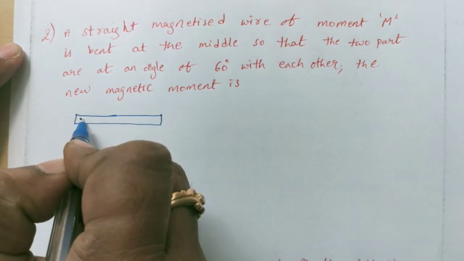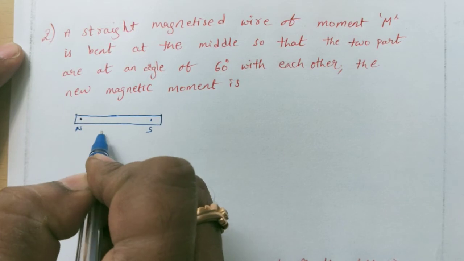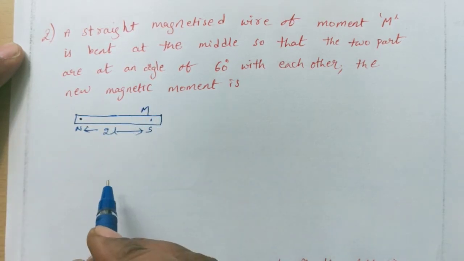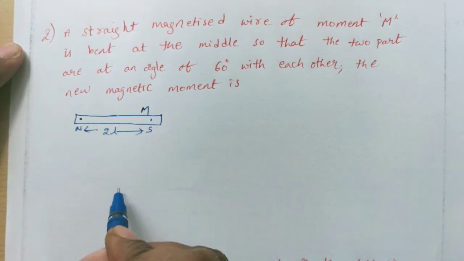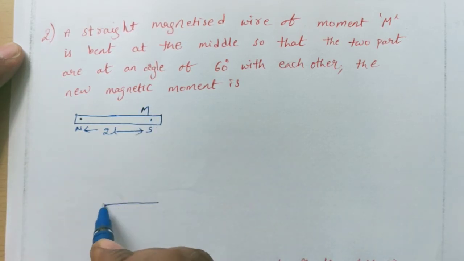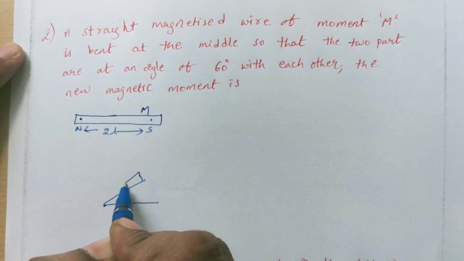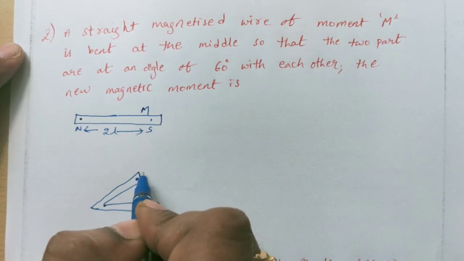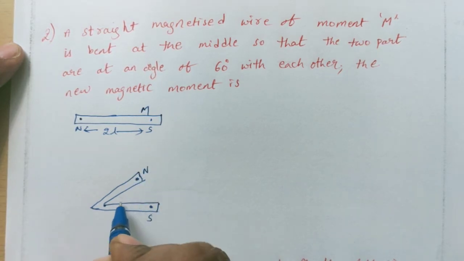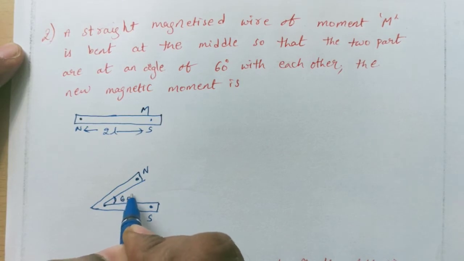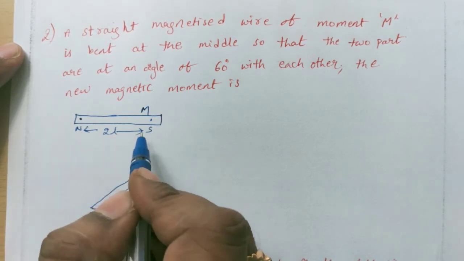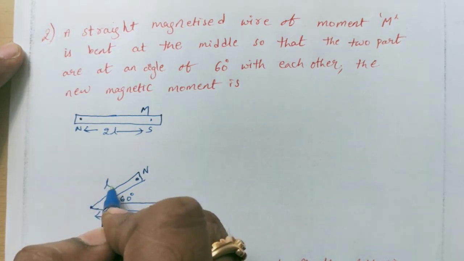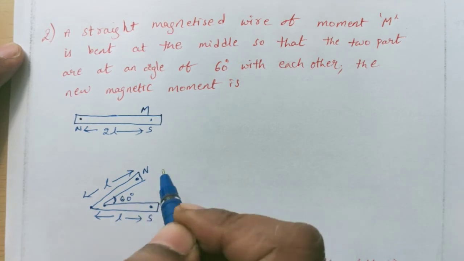Initially one magnet is present like this. Let me take this as the north pole and this one as the south pole. Here the total length 2l is present, and the magnetic moment is capital M. This is bent like this, and this is the representing diagram. The north pole now becomes here, and this one is the south pole. Here 60 degrees is present. The total length is 2l, this is the midpoint so this value is l, and this value is also l.